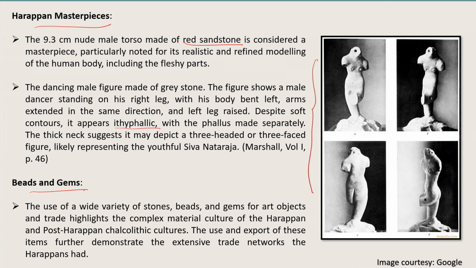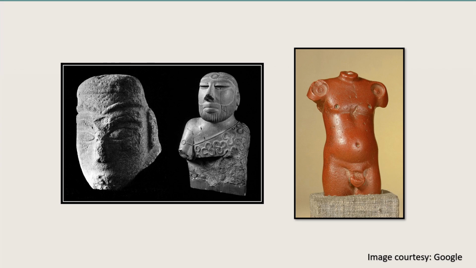Now, beads and gems. The use of a wide variety of stone beads and gems for art, objects and trade highlights the complex material culture of the Harappan and post-Harappan Chalcolithic cultures. The use and export of these items further demonstrate the extensive trade network the Harappans had. This picture shows the Harappan seal, the priest and the male torso.